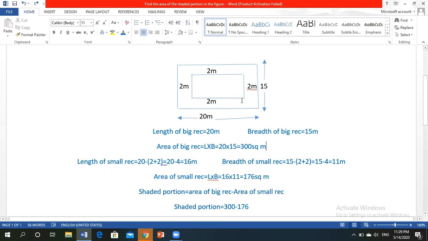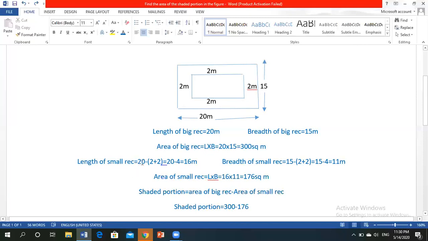Again, I am repeating because it's very important, and I have written it in mathematical language. I have written it 20 minus (2 plus 2). Now what is 2 plus 2? 2 plus 2 is the length of the shaded portion from one side, and the other 2 is the length of the shaded portion from the other side. If we add these two lengths, that is the lengths of the shaded portion from both the sides, and if we subtract it from 20, that is the length of the big rectangle, we can get the length of the small rectangle.